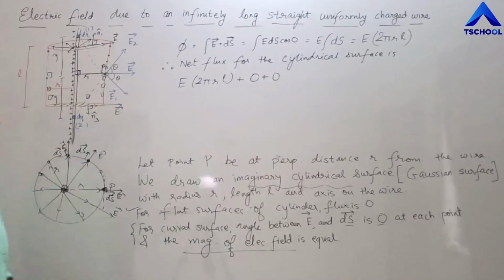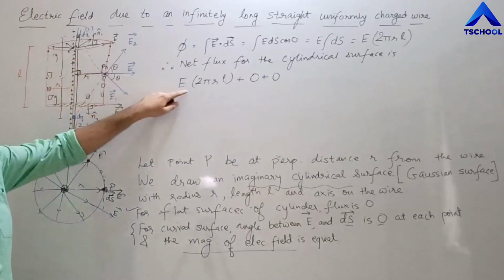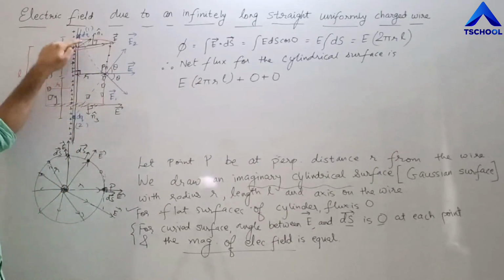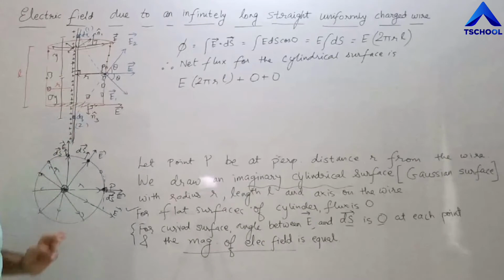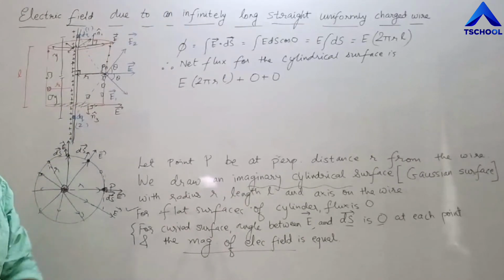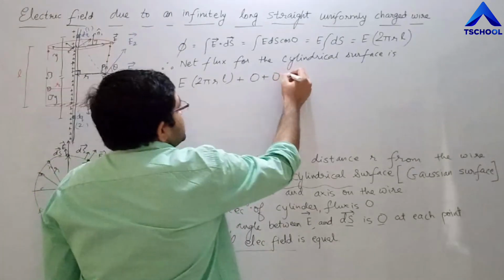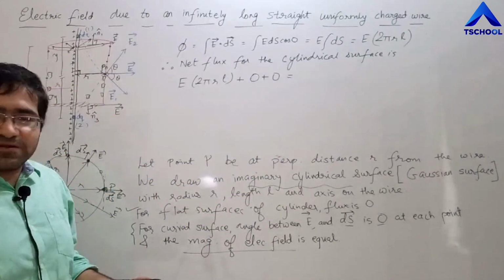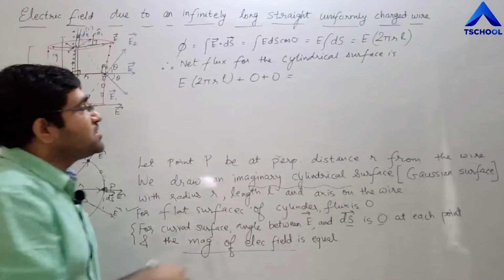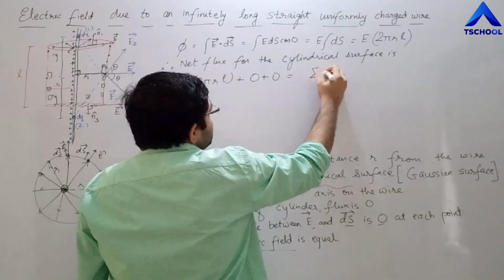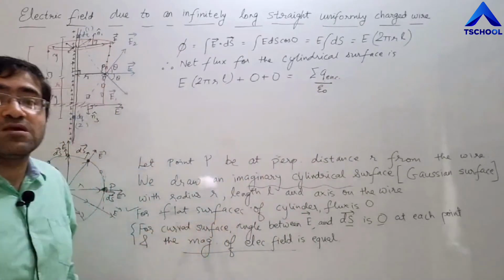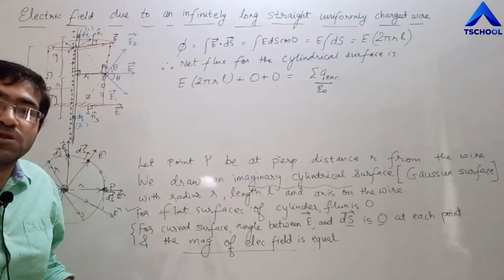Why am I adding those zeros? For the curved surface, the flux is E into 2 pi rL. For flat surface number 1, it's 0. For flat surface number 3, it is 0. So this is the net flux, or total flux, for the cylindrical surface, that is the Gaussian surface. This I can write to be sigma q enclosed divided by epsilon 0, because I'm using Gauss law.